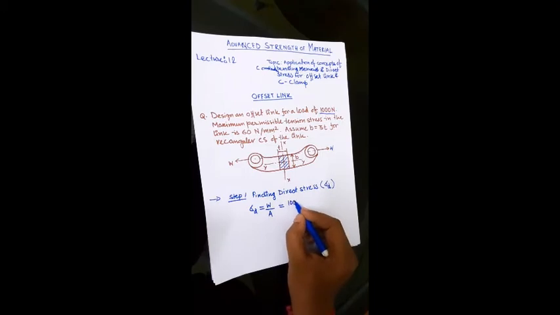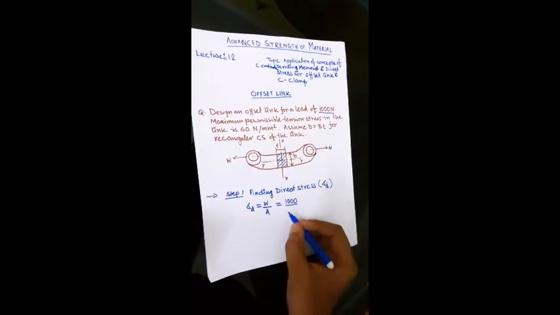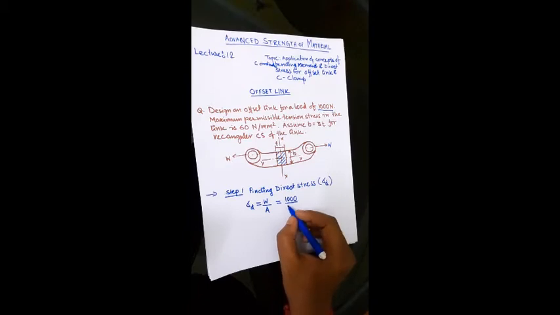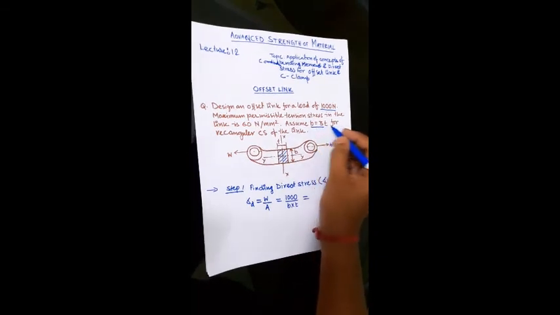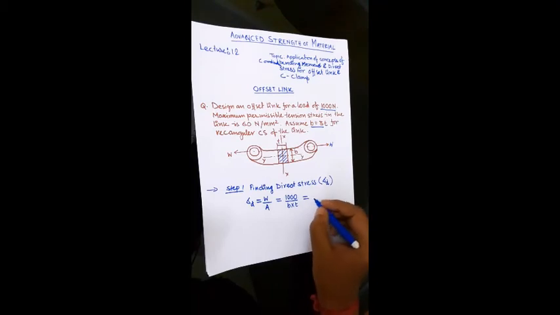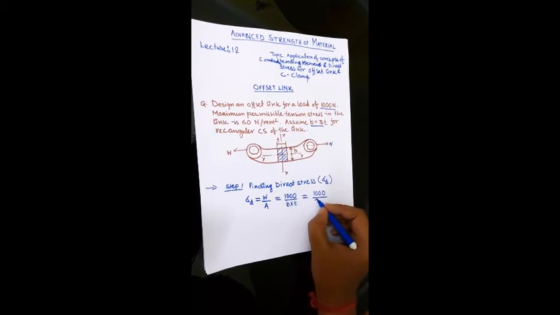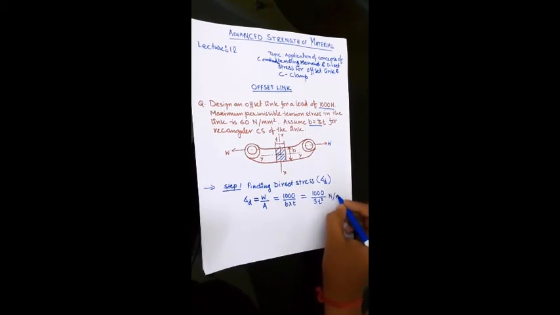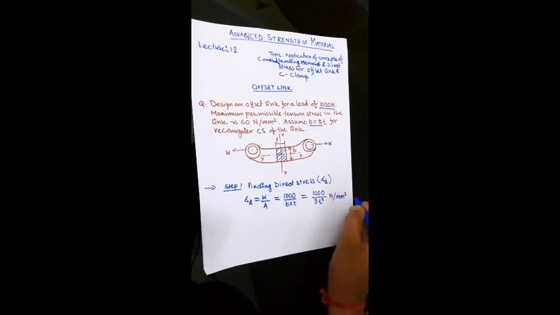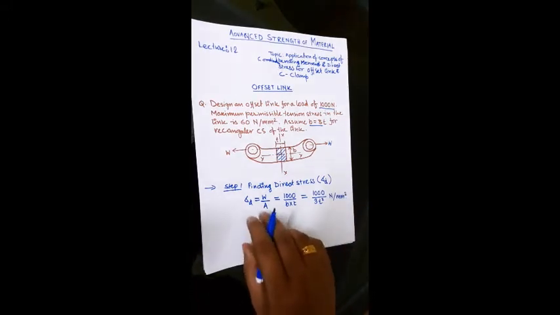So load is our 1000 Newton, and what is the area? Area is b into t. Now we know that b is equal to 3t. So we can write here 1000 by 3t square. So this will be our sigma D, in Newton per millimeter square. Now this is our sigma D value. This is what we have calculated in step 1.